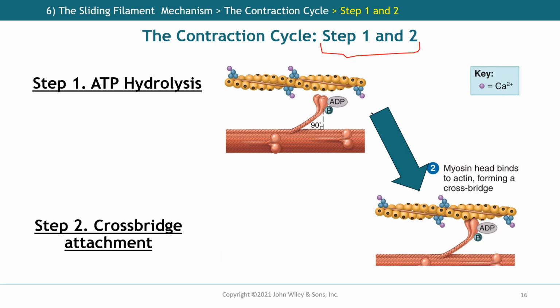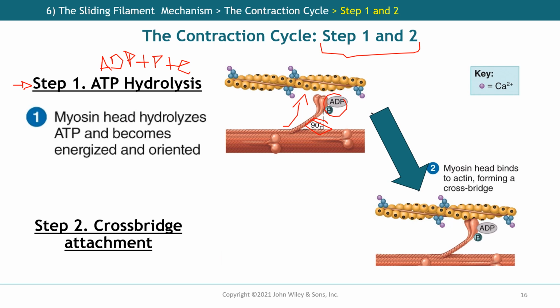The first step is the ATP hydrolysis. In the ATP hydrolysis, you have ADP, phosphate, and energy. So, in other words, for the myosin to move and attach to the actin, and this is why you have an angle, so it's oriented in the right way to attach there, you need to hydrolyze the ATP. This is why it has a binding site, and here you see the ADP and the phosphate. So remember, first step, the myosin head hydrolyzes the ATP and becomes energized and oriented.